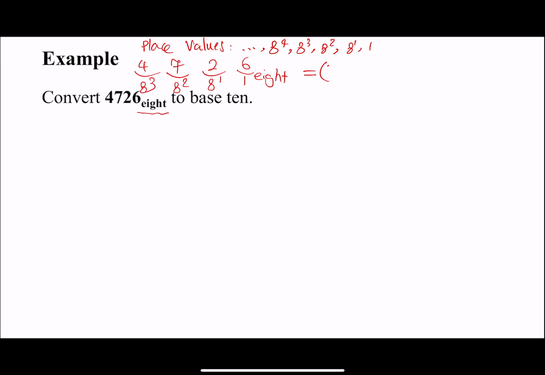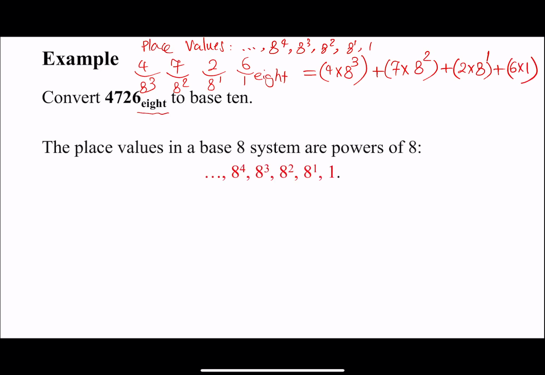The digit is 4 times its place value, which is 8 to 3. Add it to the next one. The digit is 7. Its place value is 8 squared. Add it to the next one. The digit is 2. The place value is 8 to 1. And then add it to the next one. The digit is 6 and the place value is 1. Okay, now add them all.